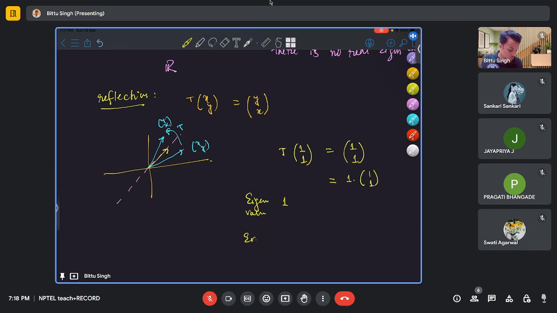So here the scaling factor is 1, so 1 is the eigenvalue, and the eigenvector will look like this. Any vector on the line x equal to y, where x is non-zero, because we are not considering the zero vector (0, 0) to be an eigenvector. Any vector of this form will be an eigenvector.